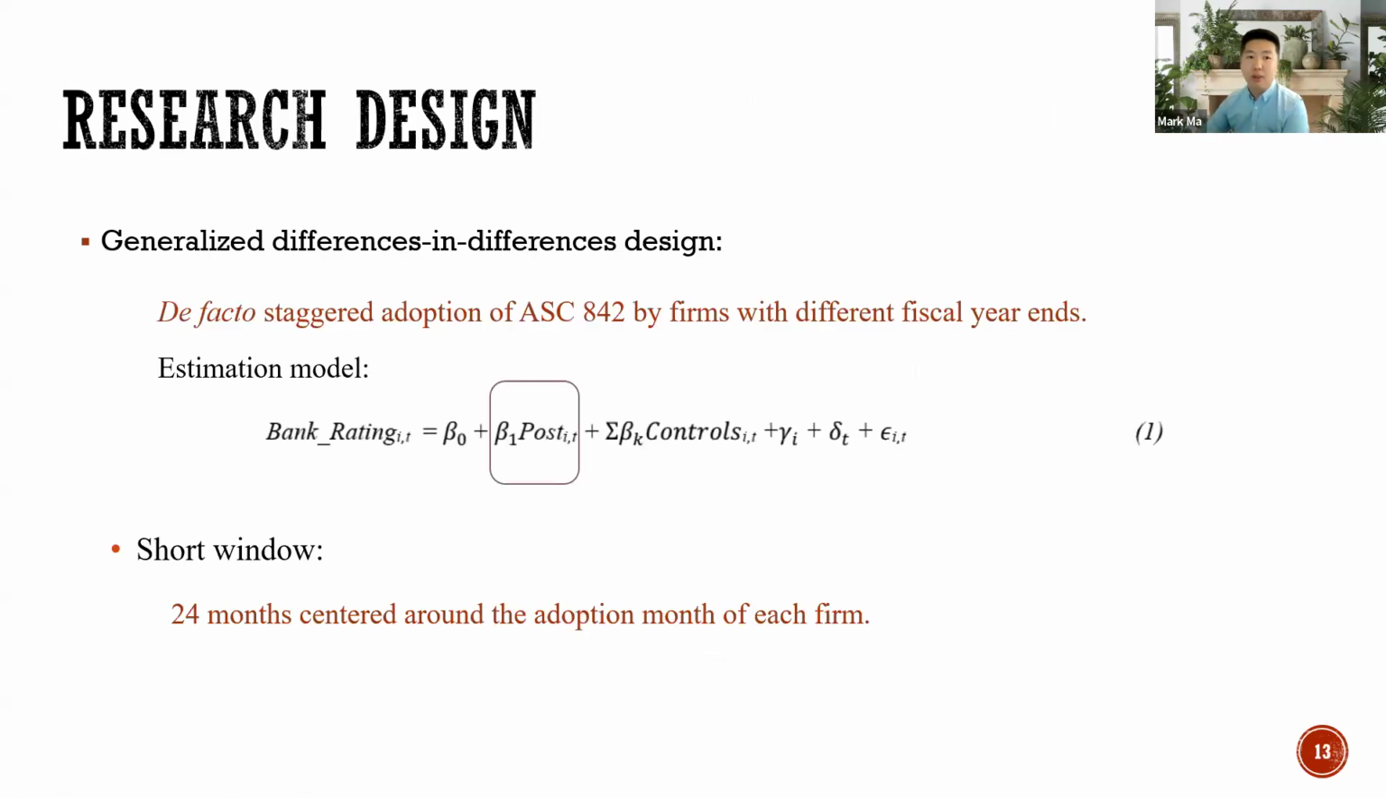So this is our regression model. The dependent variable again is the bank rating, which ranges from 1 to 21. 1 means lowest risk, 21 means highest risk. The indicator post is for observations of firms in the post implementation period. And we have a series of controls and two-way fixed effects for this model. And also we have a short event test window of 24 months centered around the adoption month for each firm.